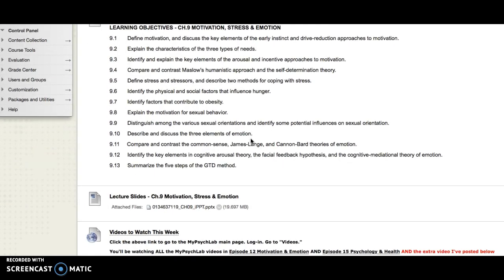Then the latter part of the chapter takes a look at theories of emotion. How do we experience emotion? How do we express emotion? What are the various theories as to how that happens? We'll look at the big name theories: arousal theory, the facial feedback hypothesis, and the cognitive mediational theory of emotion.